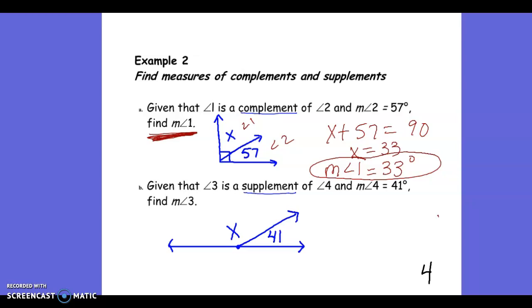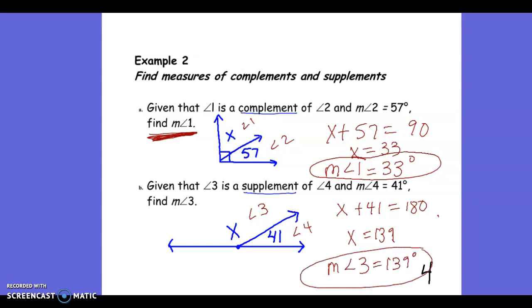Supplement. Given that angle 3 is a supplement of angle 4, those two angles have to add up to 180 degrees. So here's angle 4 and here's angle 3. So I'm just going to say, all right, x plus 41, that's got to add up to 180 degrees. Subtract 41 from both sides. If you want to stop and do that yourself, please feel free to do so. So I've got x is 139. So the measure of angle 3 is 139 degrees.